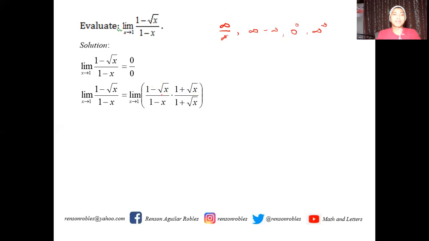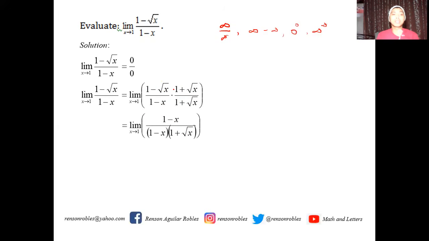So I need to multiply both the numerator and denominator by 1 plus square root of x all over 1 plus square root of x. Okay, and 1 plus square root of x over 1 plus square root of x can simply be thought of as 1. And then simplifying, we have this.